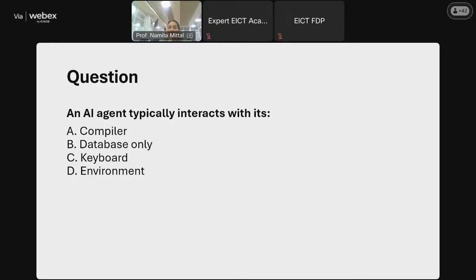What does an AI agent typically interact with? Compiler? Nothing to do. Database? Nothing to do. Keyboard? Nothing to do. Environment? Yes. It keeps on checking the environment. The environment is to be updated regularly. Answer is D.